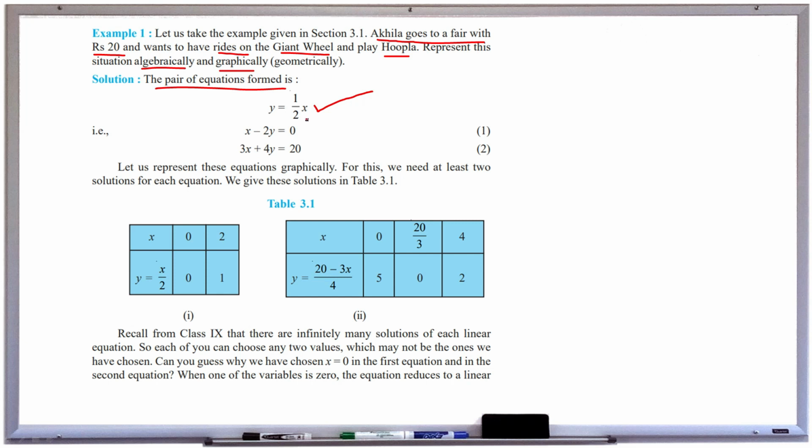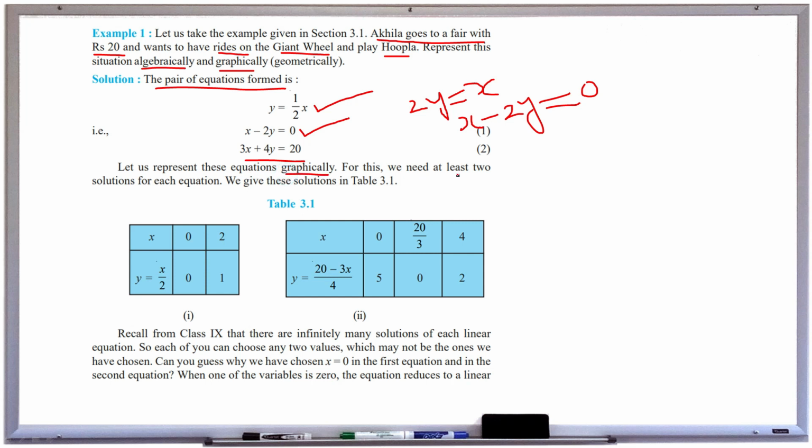Simplifying this, 2 into y, 2y is equal to x. So x minus 2y is equal to 0. Simplifying, you will get x minus 2y is equal to 0. Now let us consider, as per the sum, 3x plus 4y is equal to 20. Now let us represent this equation graphically.